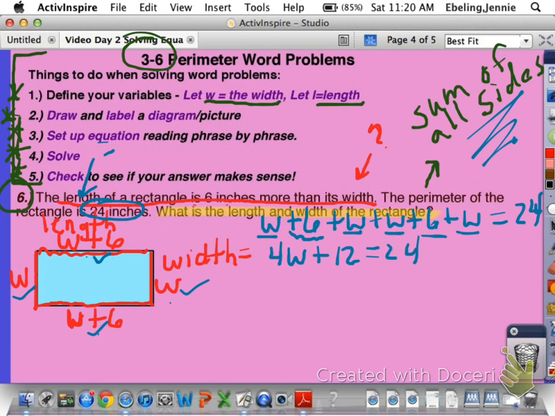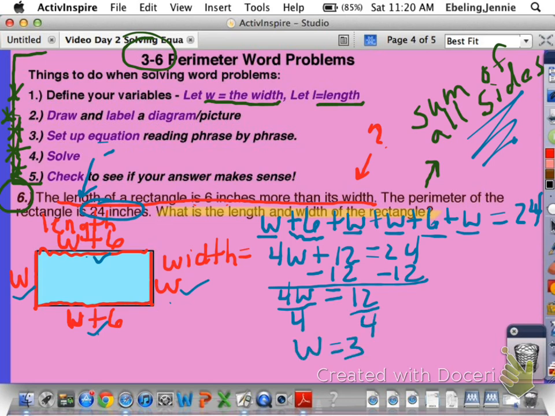Now that I've done that simplifying of like terms, I have an equation that we solved in the day 1 video. Undo this addition, so I want a minus 12 from both sides. And I'm going to have 4W is equal to 24 minus 12 is 12. Undo this multiplication by dividing, and I get that W is equal to 3.